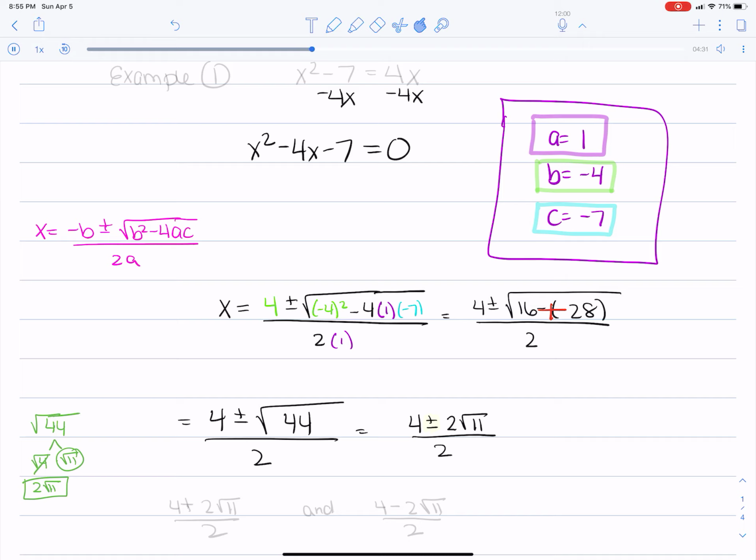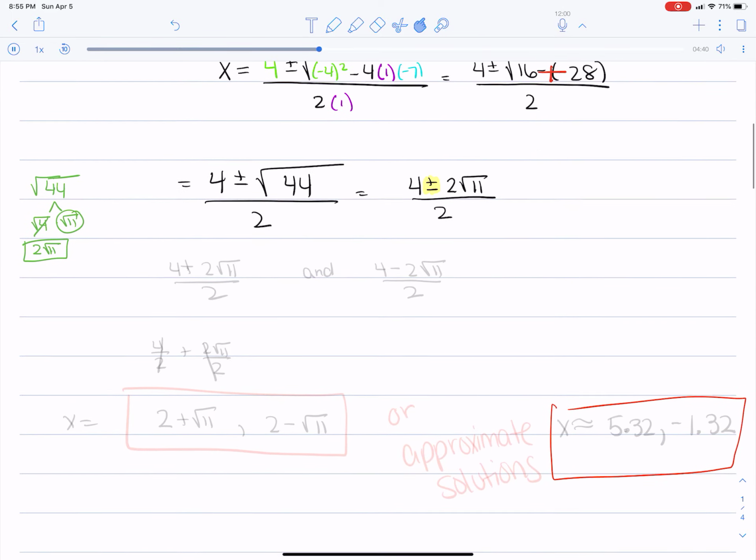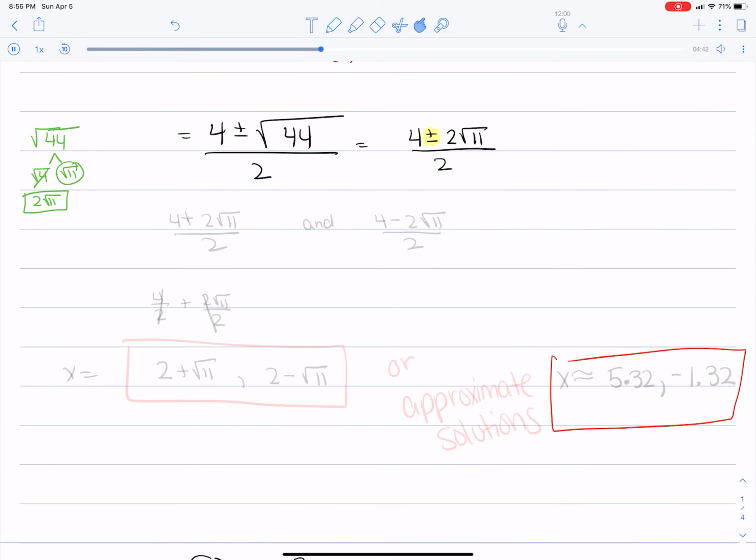All right, so now we have this plus or minus in between. We have to split that up. So we end up splitting our quadratic into 2 parts, and we're going to have 2 solutions. We end up having 4 plus 2 radical 11 divided by 2, and 4 minus 2 radical 11 over 2.